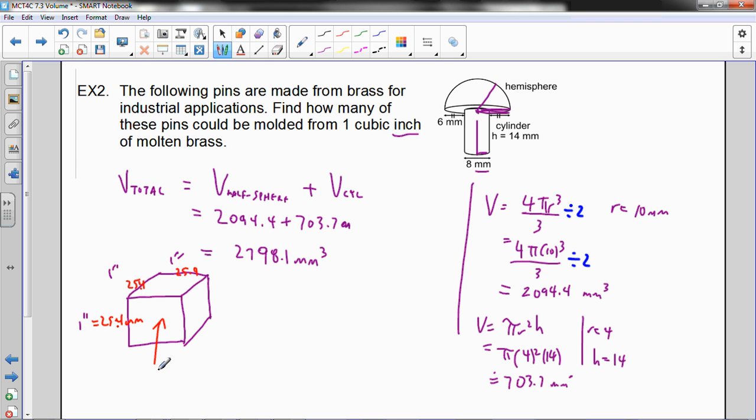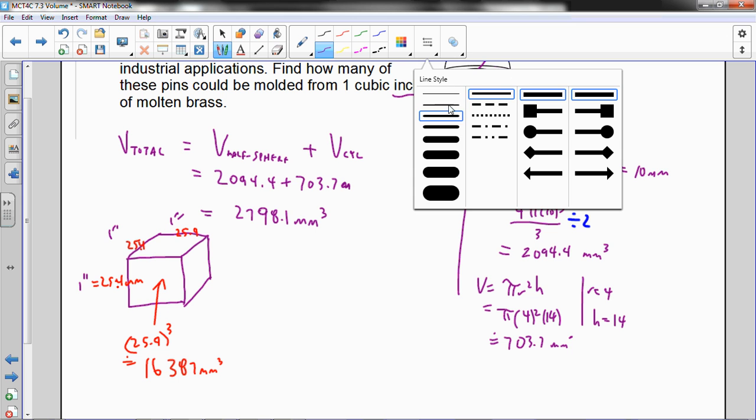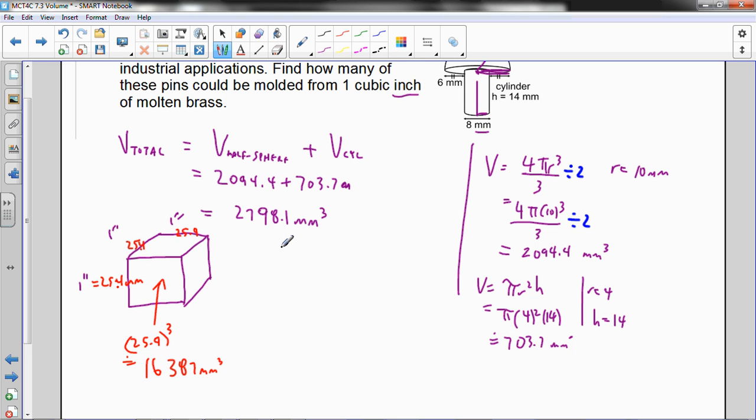So how many millimeters cubed are in this cubic inch? Well, it's 25.4 cubed, which is about, rounded, 16,387 millimeters cubed. So I need to figure out how many of those are going to go into this. Wow. Go into that, what operation does that imply? That implies divide. So the number of pins, once we got the units lined up, we just divide. No worries.